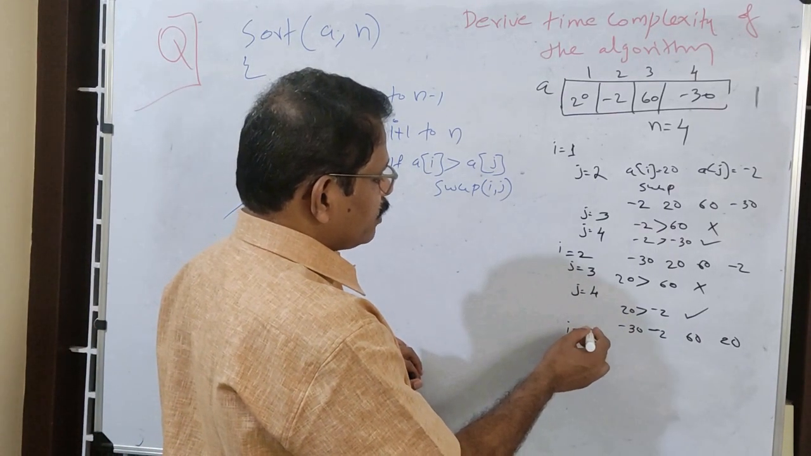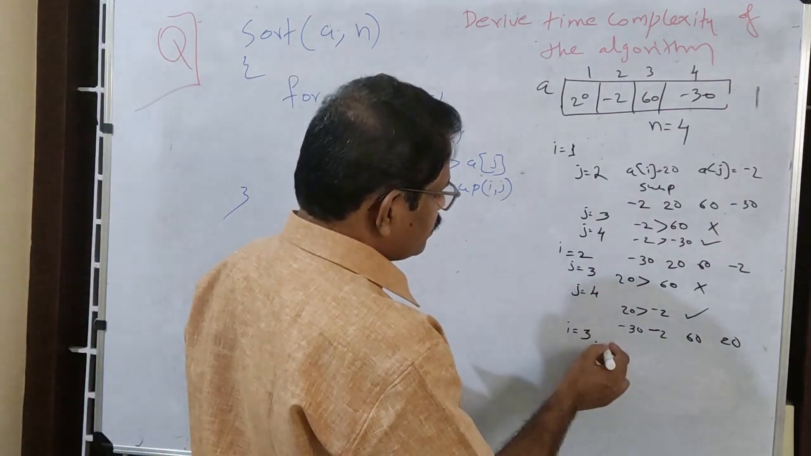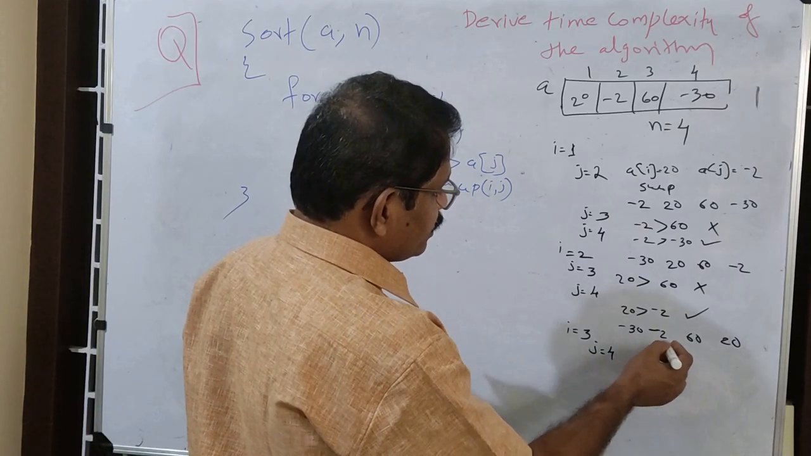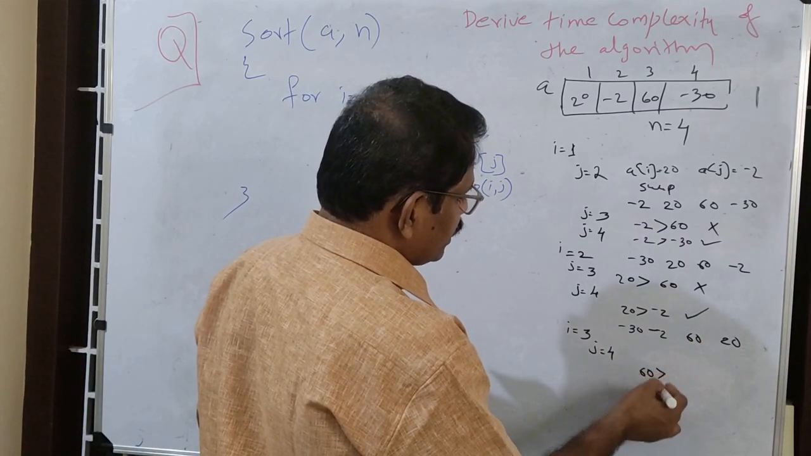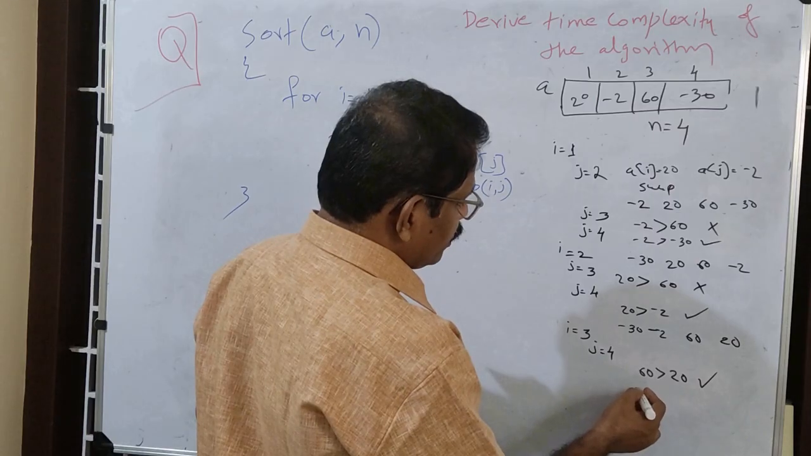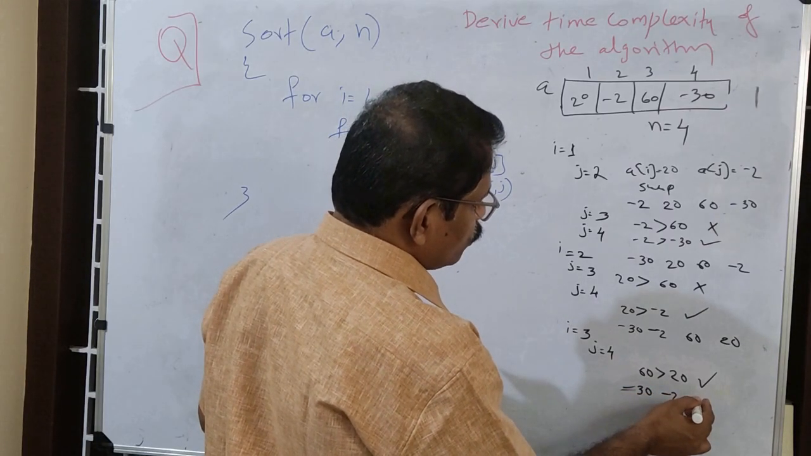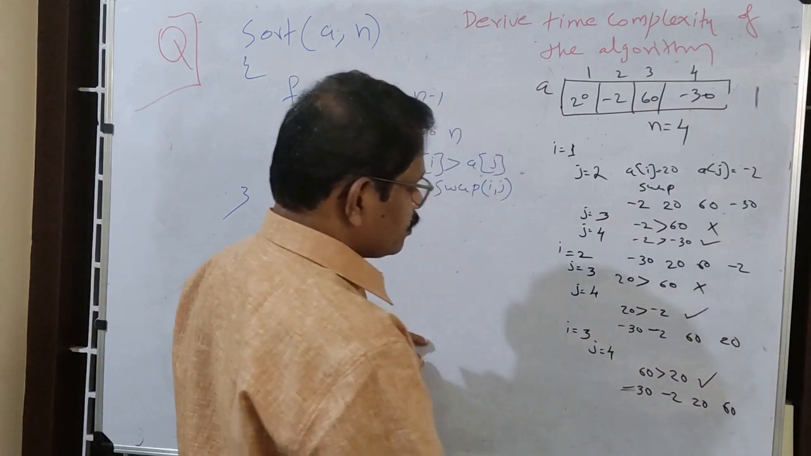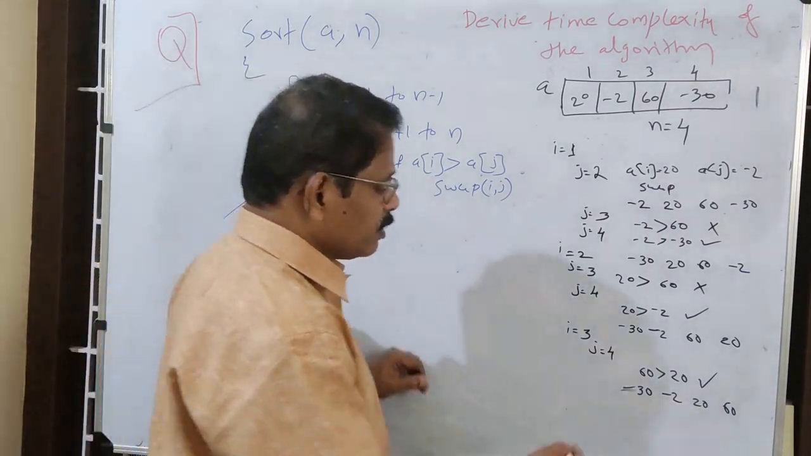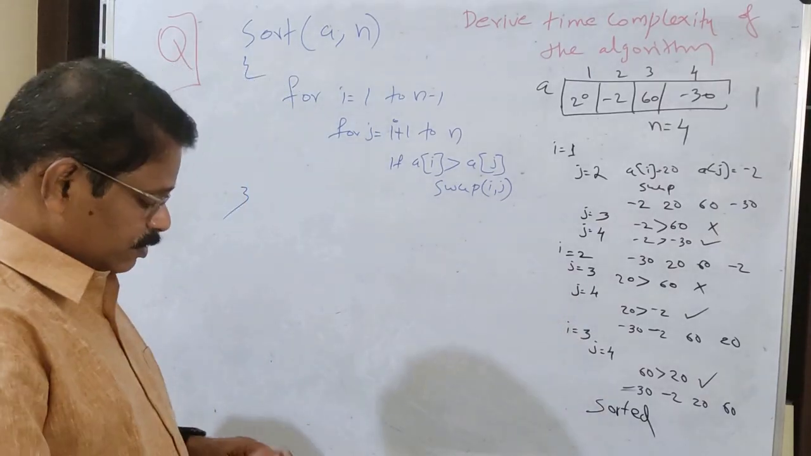I goes to 3, the last value, n minus 1. At that time J is equal to 4, I plus 1. It will compare A of I, that is the third element, 60, against A4, that is 20. This is correct, so these elements will be swapped. So minus 30, minus 2, and 20 here, 60 here. Okay, I has taken its last value, so this loop is over. The array is sorted in ascending order. Okay, the algorithm works.